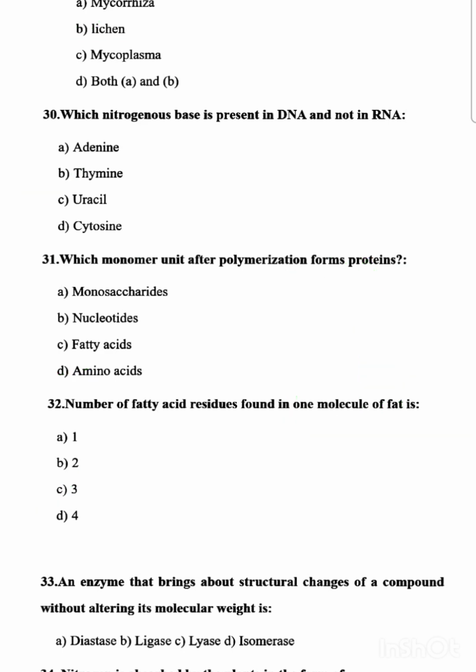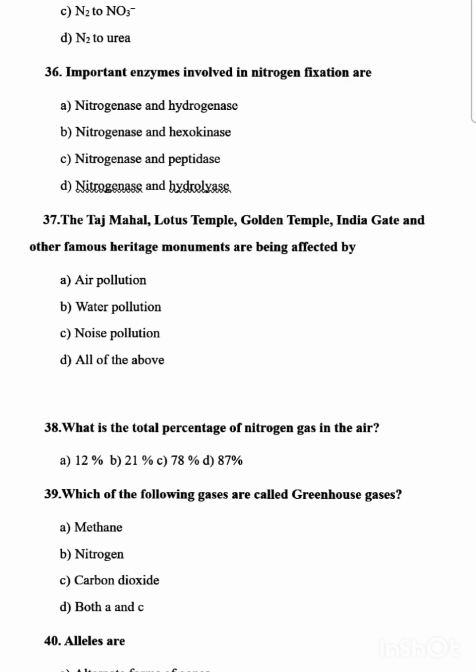Then the enzyme that brings about the structural changes of a compound without altering its molecular weight is called the isomerase. Nitrogen is absorbed by the plant in the form of ammonium, nitrite. So the answer is all of these. Then nitrogen fixation is the conversion of nitrogen mainly to ammonia. Important enzymes involved in nitrogen fixation: one is nitrogenase and the second one is hydrogenase.